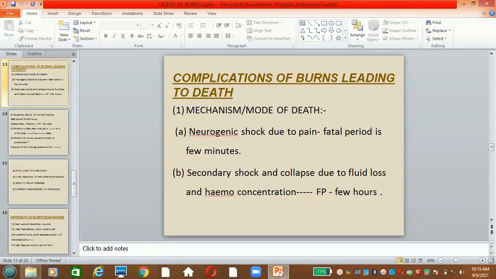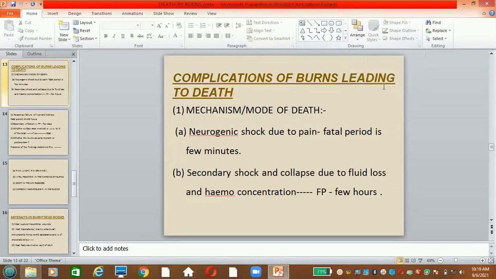Second effect can be secondary shock and collapse because body fluid is lost in the areas which are burned, and this leads to hemoconcentration. In such cases, death can occur within few hours.